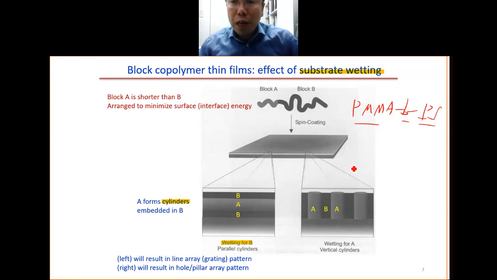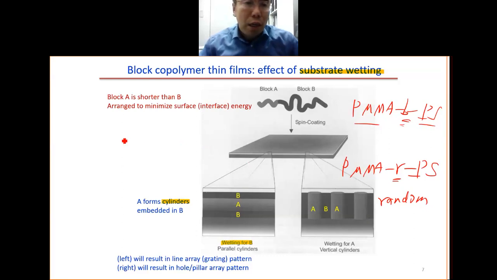Now this can be realized by PMMA-r-polystyrene. So here is a block copolymer. What is r? The r here means random. For example, you have this PMMA and polystyrene, and you have them arranged randomly. This is the random copolymer.